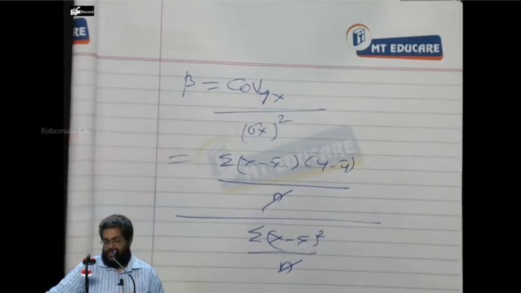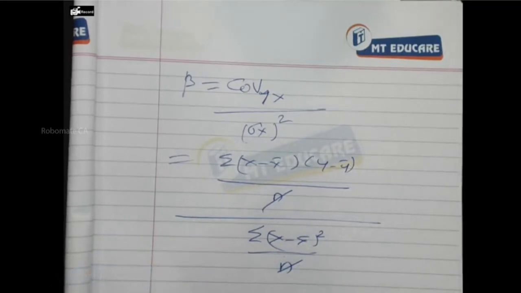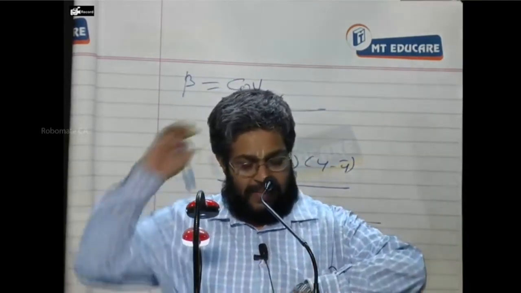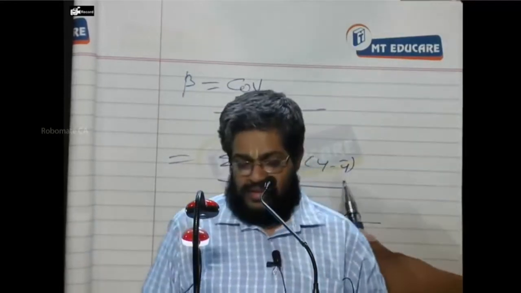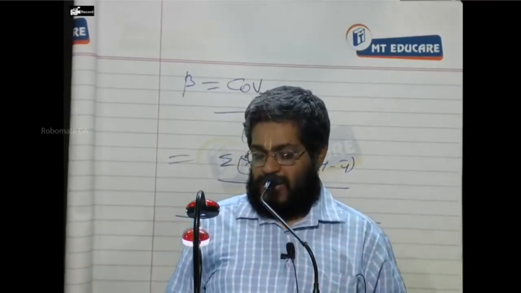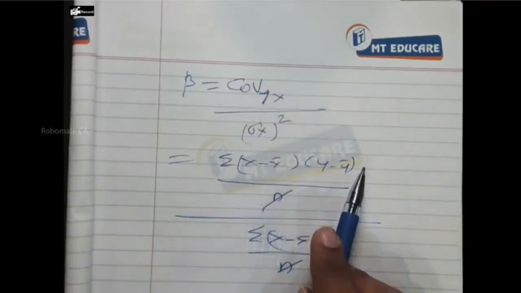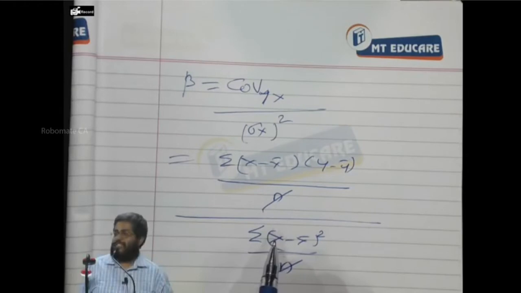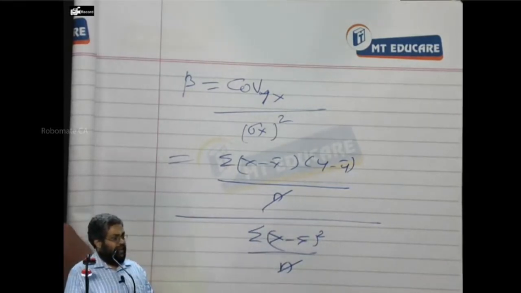Which is equal to, what is covariance? Sigma x minus x bar into y minus y bar, whole divided by n, divided by sigma x minus x bar the whole squared by n. The n gets cancelled. So that is what we have substituted now. Sigma x minus x bar into y minus y bar we called as what? 20.47. And sigma x minus x bar the whole square we called as what? 136.21. I hope everybody is understanding it now.